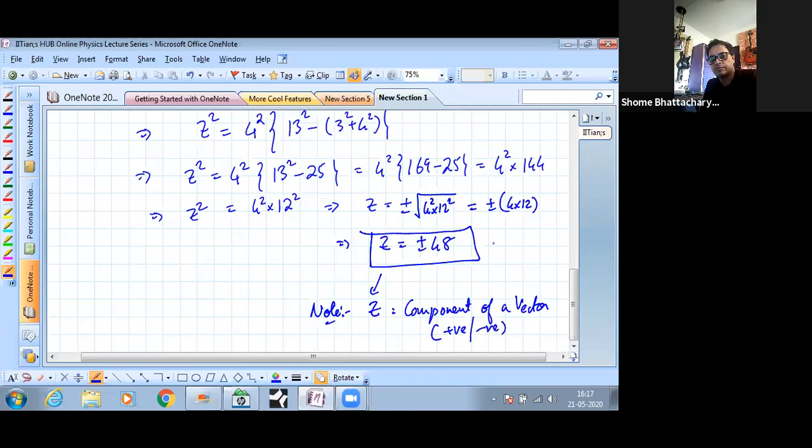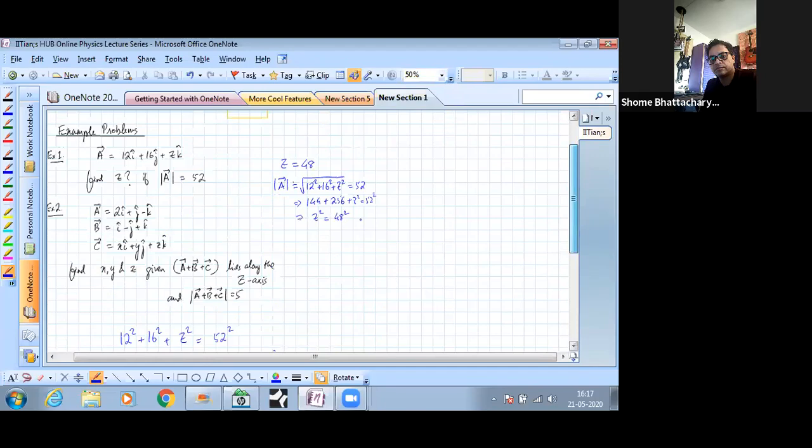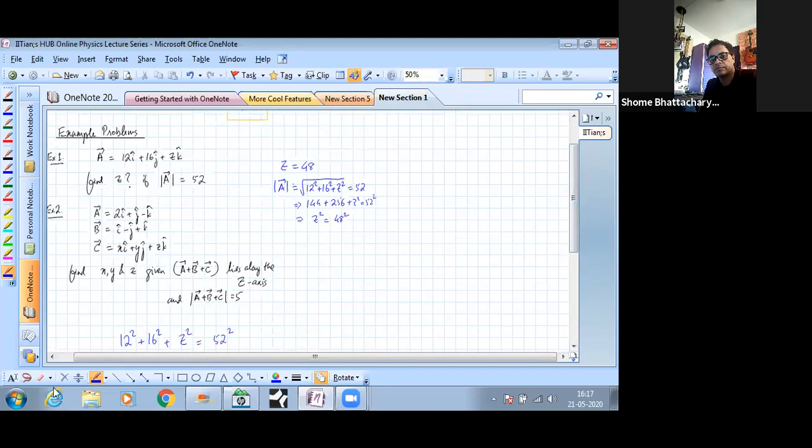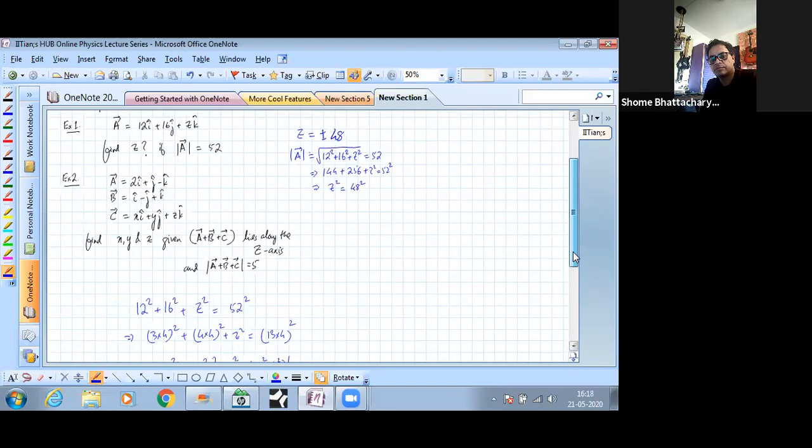So the proper answer is that there are two possible values of z, and that is plus minus 48. So that should be here. Okay, so hope this is clear to all of you.